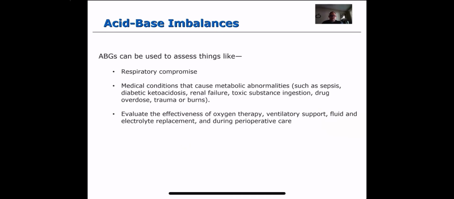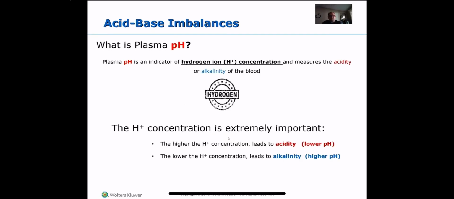Like I said, they can be used to assess several things like respiratory compromise, and medical conditions such as sepsis, DKA, renal failure, toxic substance ingestion, and drug overdoses. You can evaluate the effectiveness of oxygen therapy and ventilator support. If your patient is on oxygen and you draw an ABG, you can see if they're still maintaining. If you're weaning their oxygen, you can see if their CO2 is elevating, so you know whether it's effective or not. Also vent support, fluid and electrolyte replacement, and perioperative care.